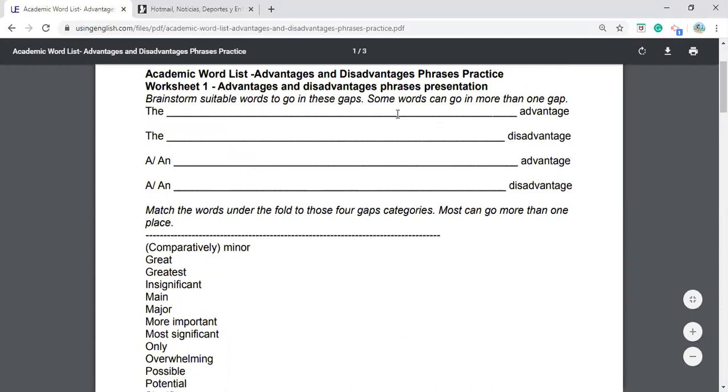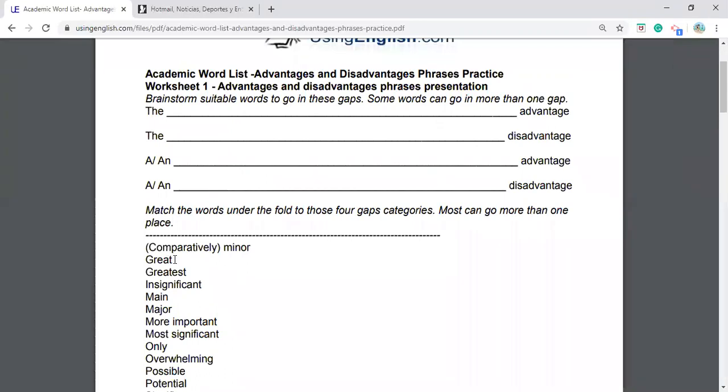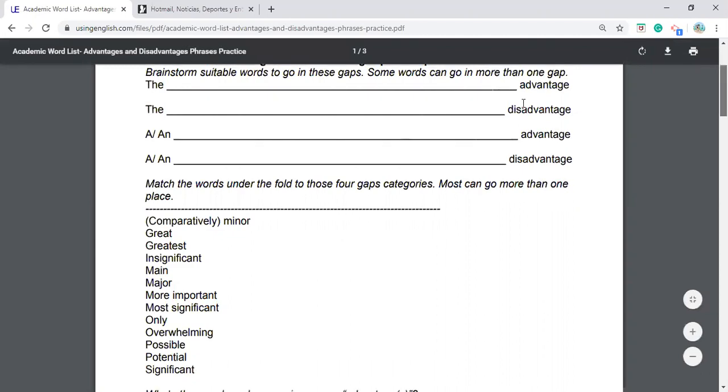Yo les puse the first advantage, the second advantage, the main advantage, pero también pueden utilizar the great advantage, the greatest advantage, the insignificant disadvantage, the main advantage, the major advantage, the more important disadvantage, the most significant disadvantage of the quarantine, the only disadvantage I can see, or the only advantage I can see in this quarantine of COVID-19, or the overwhelming disadvantage, the possible advantages, the potential disadvantage, okay, the significant advantage.